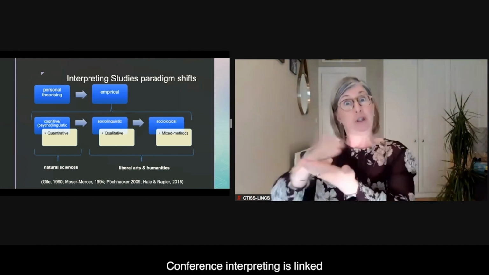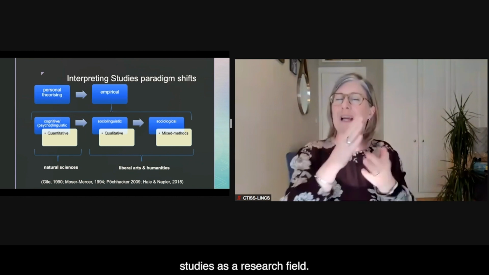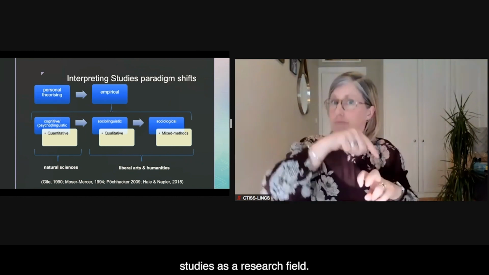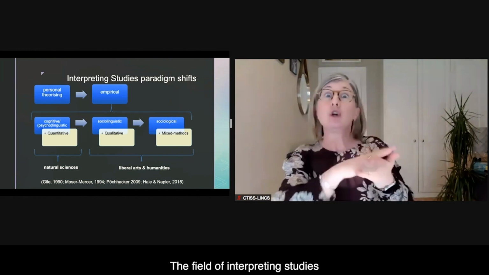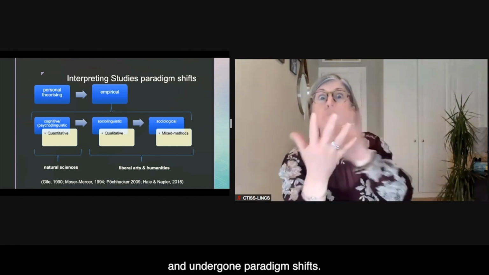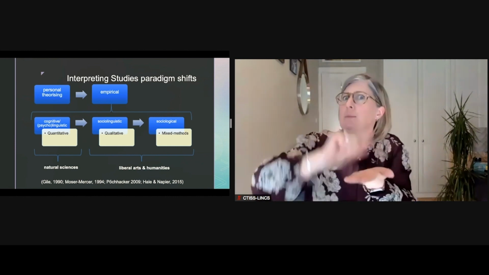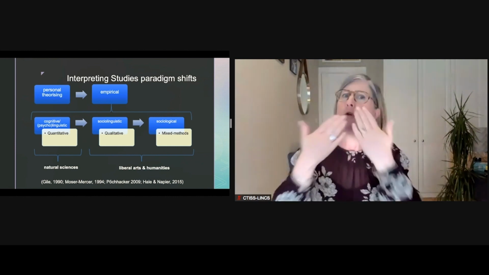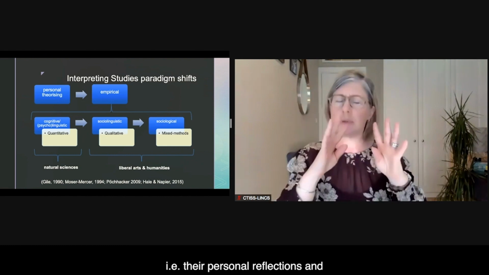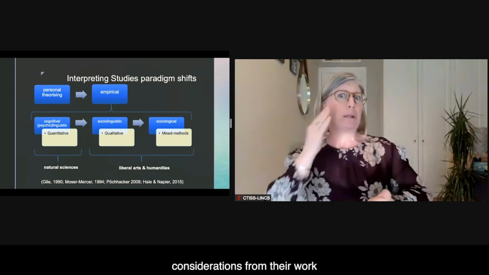Conference interpreting is linked to the discipline of interpreting studies as a research field. The field of interpreting studies has grown significantly and undergone paradigm shifts. Initially, research focused on theories from conference interpreters' experiences, i.e., their personal reflections and considerations from their work at conferences.